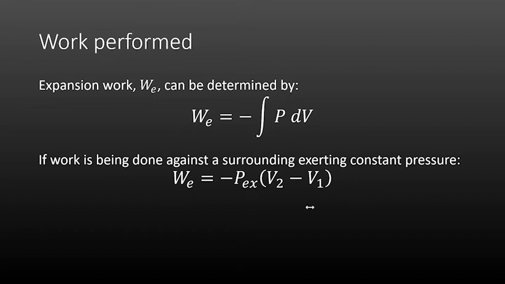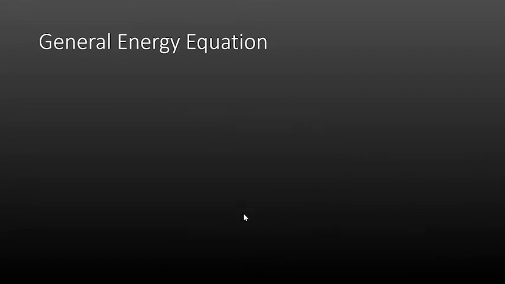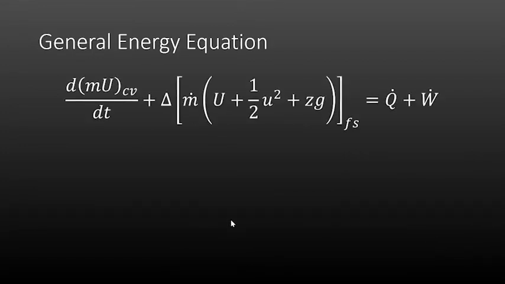Another commonly encountered work is shaft work. This is present in stirring, in turbines, and in compressors and other thermodynamic devices with rotating parts. This is determined as the negative integral of the torque applied to the shaft multiplied by the differential change in the angular position. Finally, we arrive at the general energy equation.